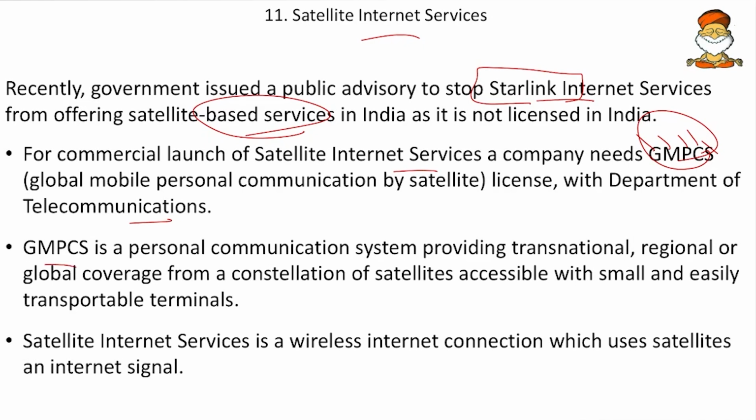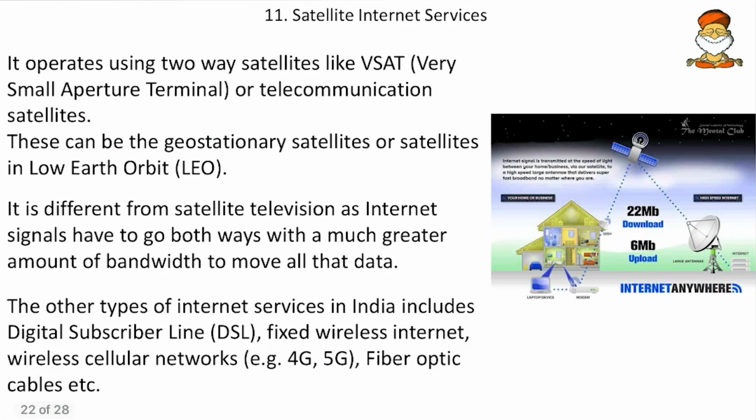Such a license is given for a personal communication system that provides transnational, regional or global coverage from a constellation of satellites. So this license is very apt for Starlink and they should have taken it. So here remember Starlink and satellite internet services, and also the GMPCS license issued by the Department of Telecommunications. And then, more facts about satellite internet services.